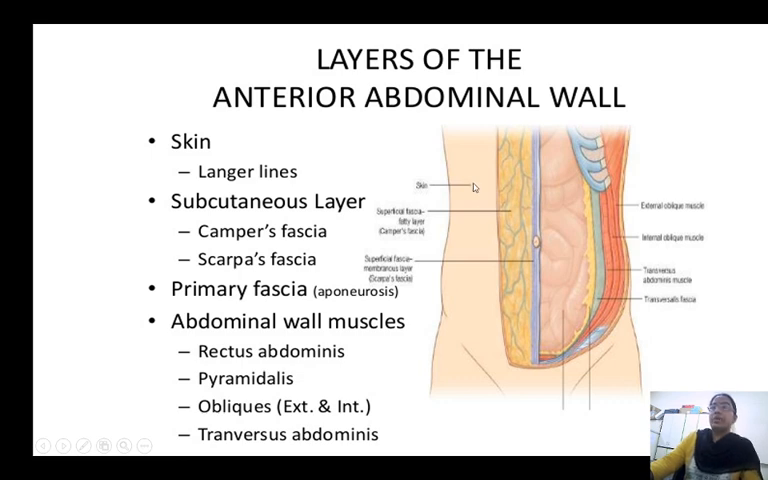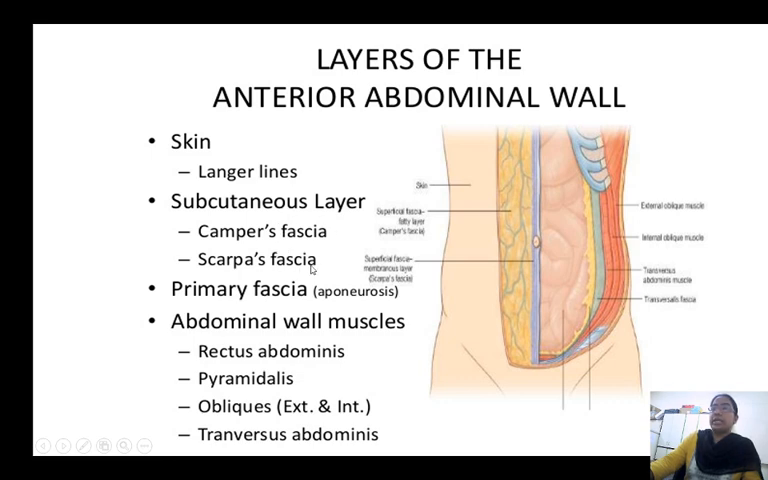The anterior abdominal wall consists of skin. Then beneath the skin, you will get the superficial fascia. This superficial fascia is divided into two types. That is the subcutaneous layer, which consists of fascia Camper, a superficial fatty layer, and fascia Scarpa, a deep membranous layer.